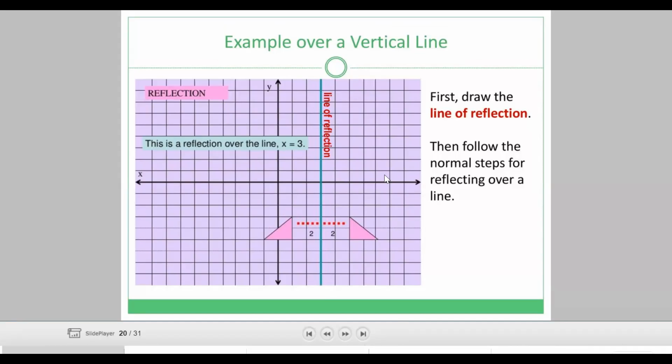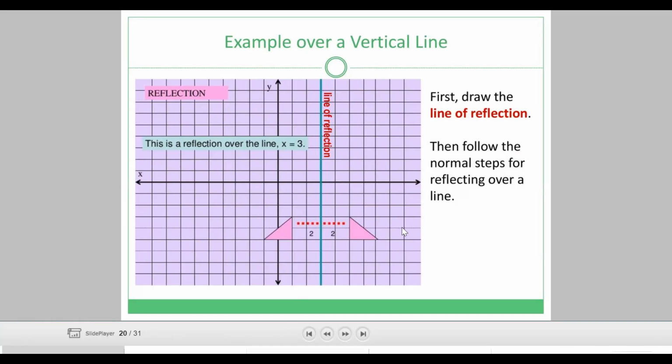Yes, miss. We agree that it is x equals 3 because, can someone tell me? Miss, it's passing through the x-axis at 3. Right, the line passes through the x-axis at 3. And how do we know this is 3? We counted, 0 is in the middle, then 1, 2, 3.